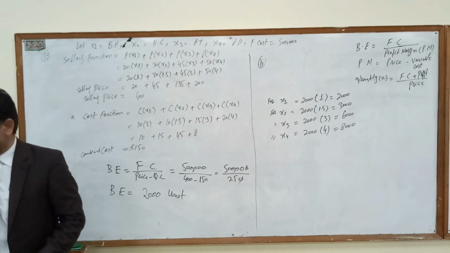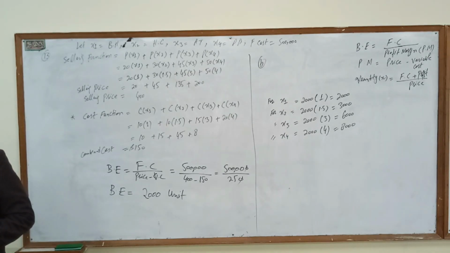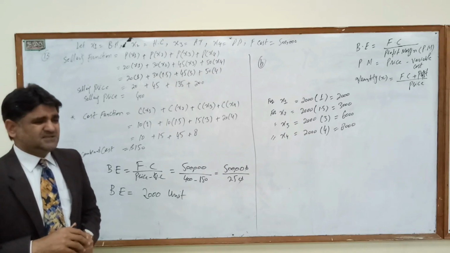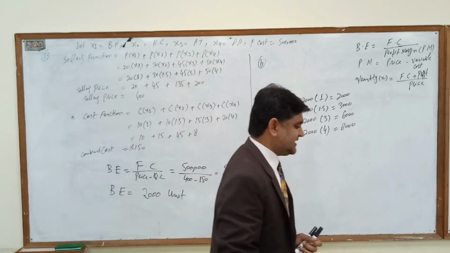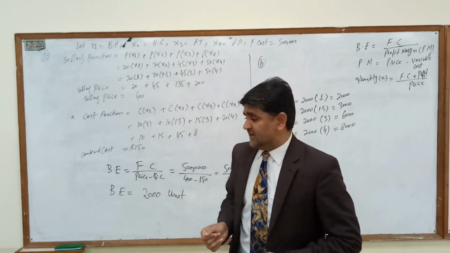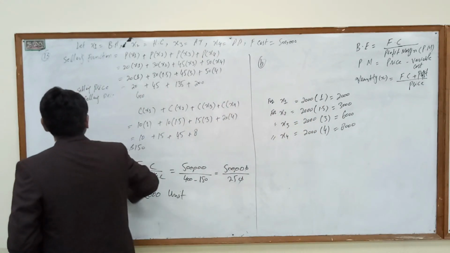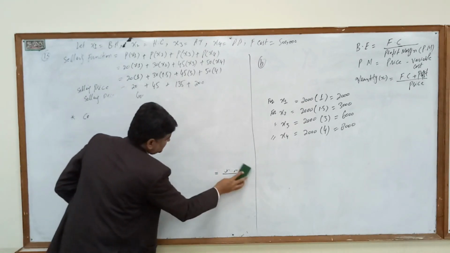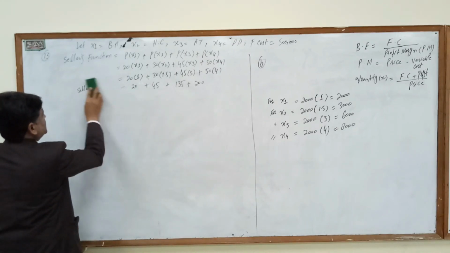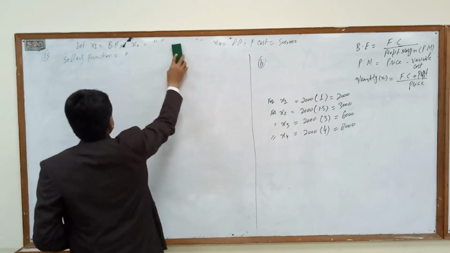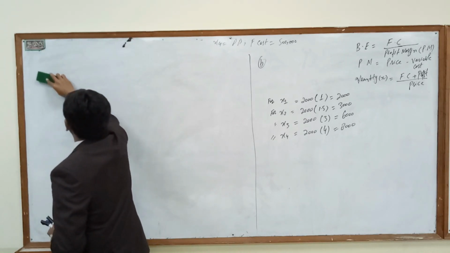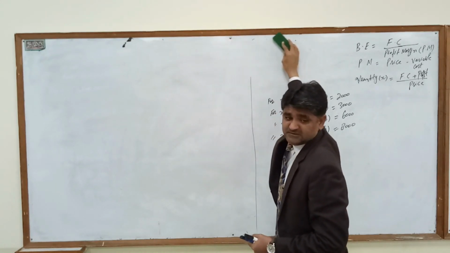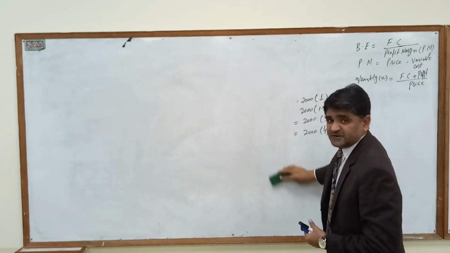Read it. A company produces 3 products which sell in a ratio of 4 units of product 2 and 2 units of product 3 for each unit sold of product 1. Same question. There are 3 products. Let X1 be product 1, X2 product 2, X3 product 3. How many units of product 1? 1 unit. Product 2? 4 units. Product 3? 2 units.